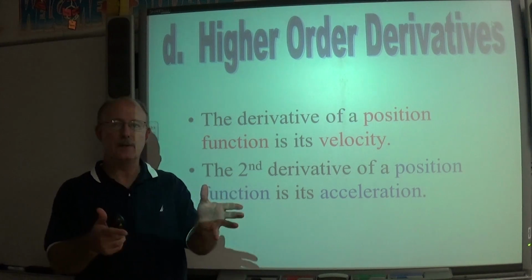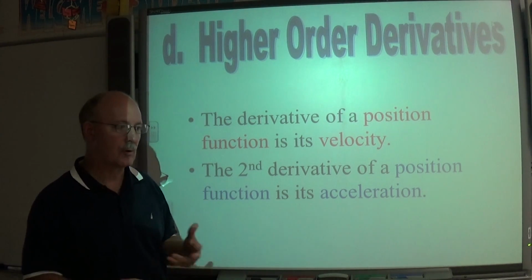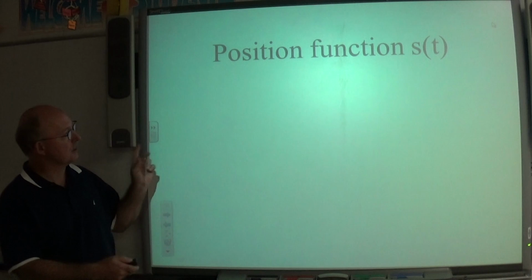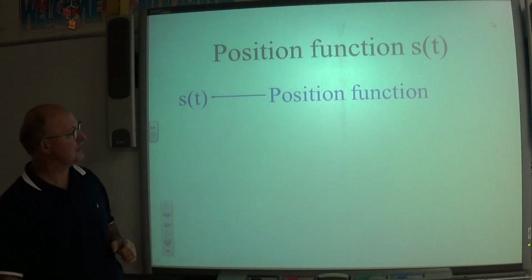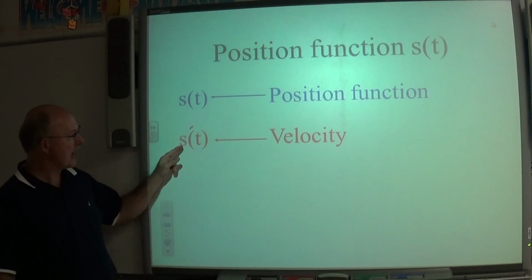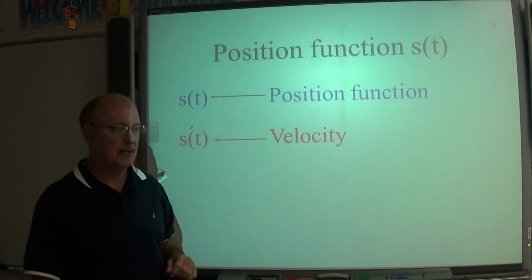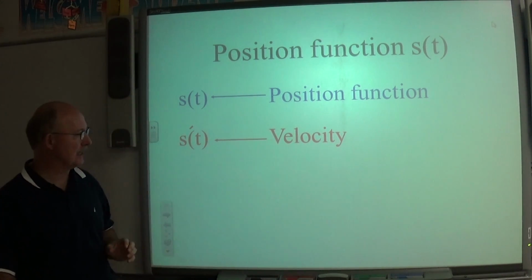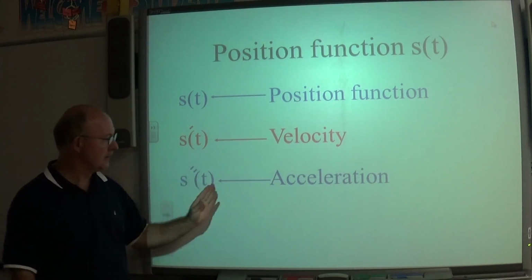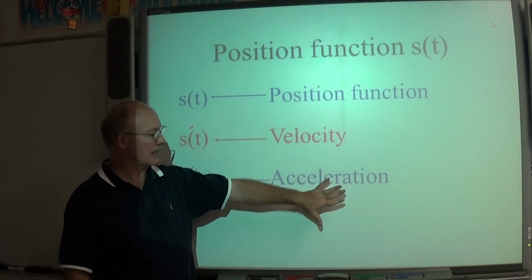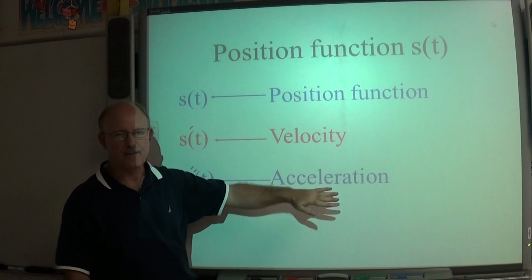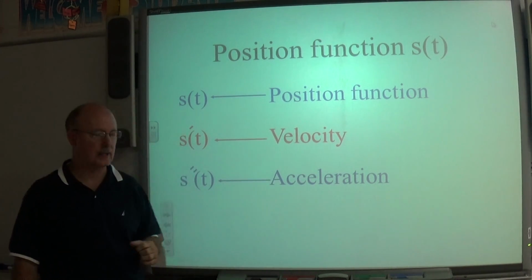So the second derivative gives you the acceleration, or describes the acceleration. Given the position function, s of t, s prime of t gives you the velocity. That's your first derivative, so the first derivative describes the instantaneous velocity. The second derivative gives us the acceleration. The acceleration is the rate of change of the velocity, so that will describe our acceleration.